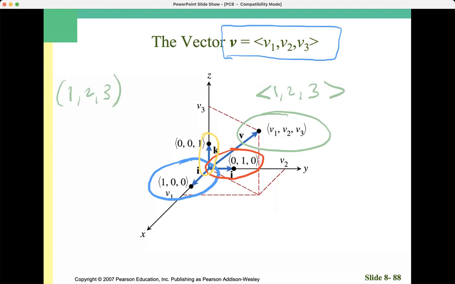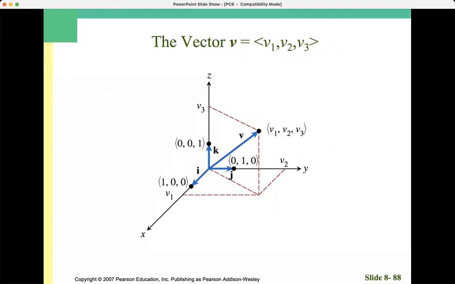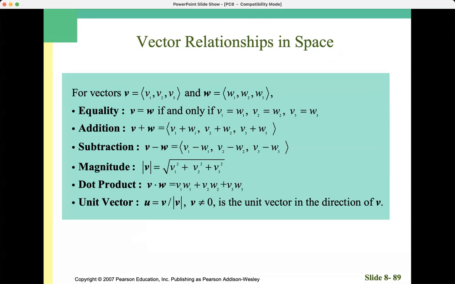Now, vectors aren't too terribly difficult to work with, but the next thing we're looking at is a bunch of properties of vectors, and they're located on page 633. Vector relationships in space, and it says for vectors v sub 1, v sub 2, v sub 3, and w sub 1, w sub 2, w sub 3. Now, this maybe looks complicated, but it's not. And you're going to say, yeah, you say that because you've taught math forever. But these ideas aren't too terribly difficult.